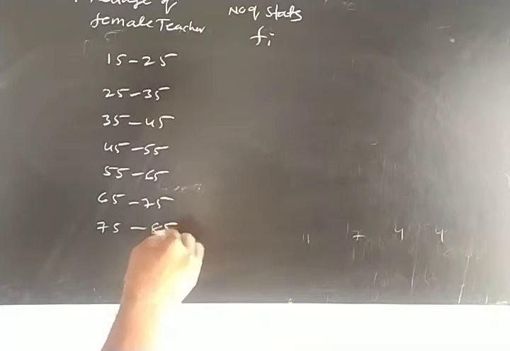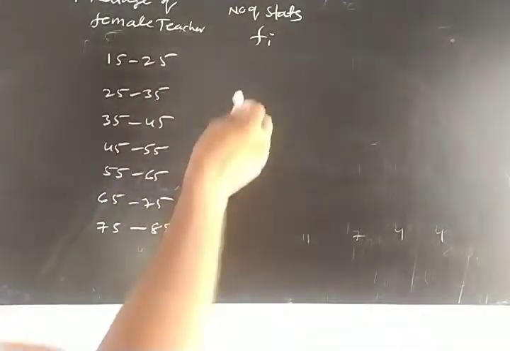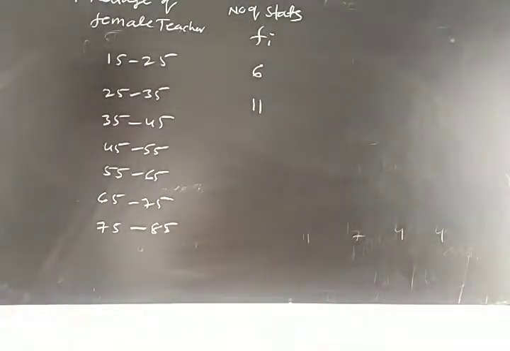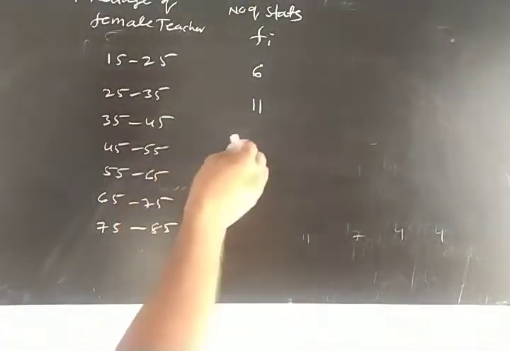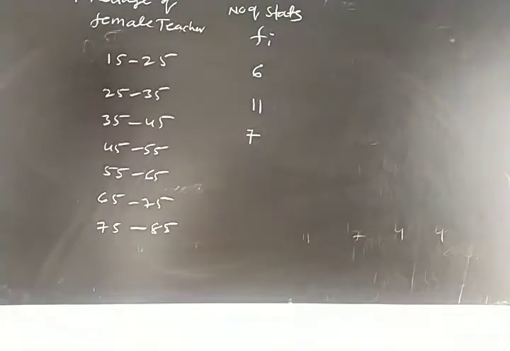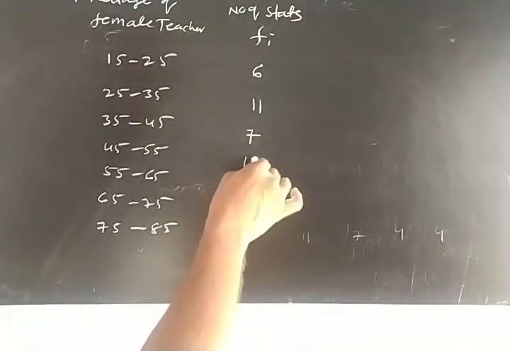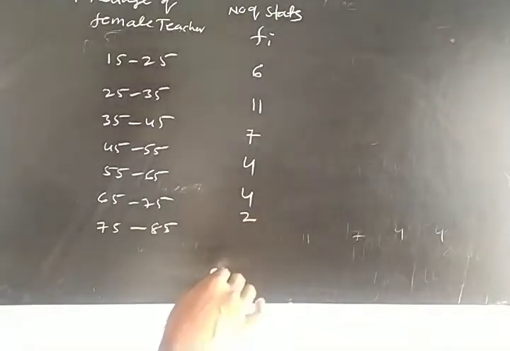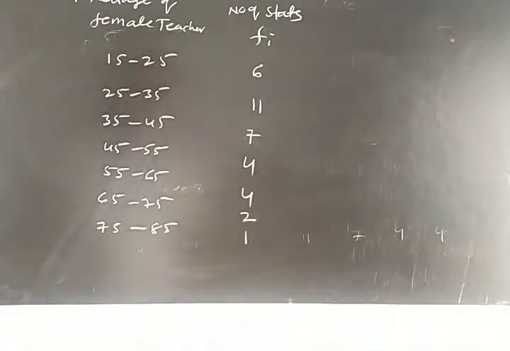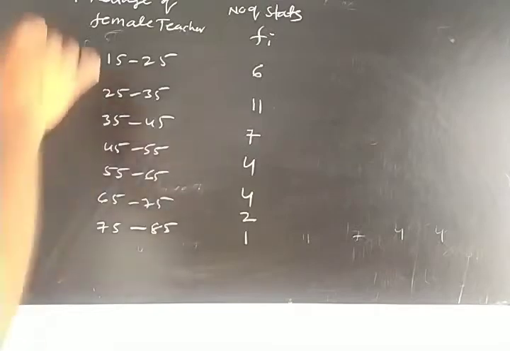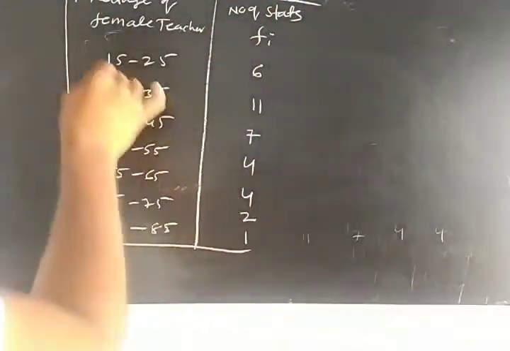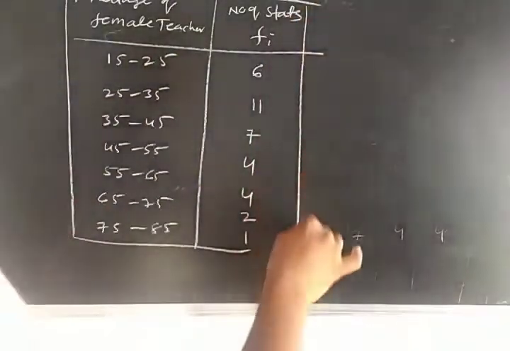So number of states from 15 to 25 is given as 6. Here 25 to 35 is 11 and 35 to 45 is 7. Next 45 to 55 is 4, 55 to 65 is 4, 65 to 75 is 2, 75 to 85 is 1. So this is the given question. Draw the table like this.